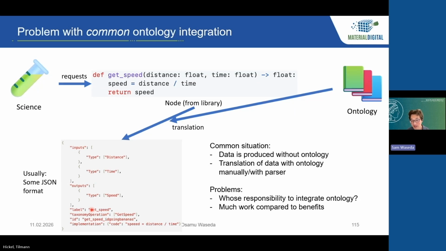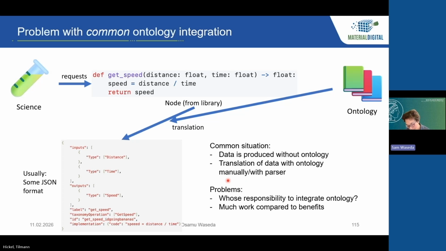So as a scientist, probably you end up creating the data first, and then you have to manually translate the data into some format that can be understood by the computer. And very often this is something like a JSON format, or it could also be RDF format. It doesn't really matter. But very often you are left with the data and ontology separate, and you don't know what to do.